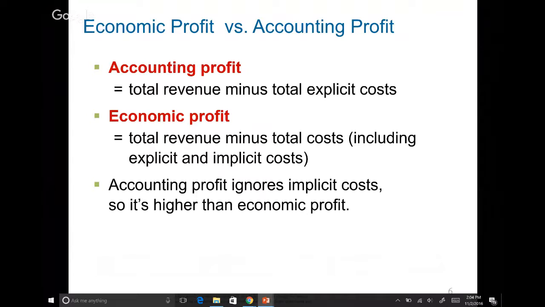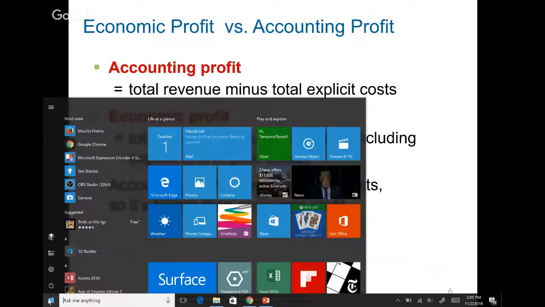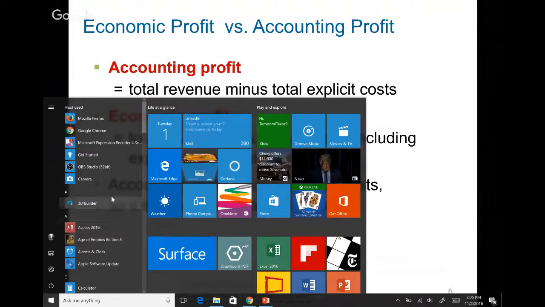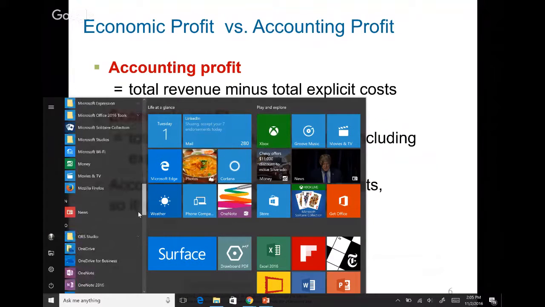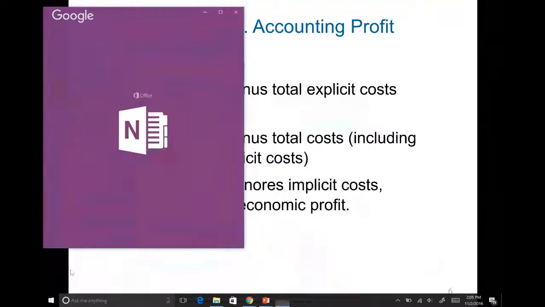Now, the difference between the two. Let's suppose, let me think of an example. Suppose I have an opportunity to open a Chinese restaurant, and for the entire year, my income for the restaurant. Here, let me use my Microsoft OneNote.